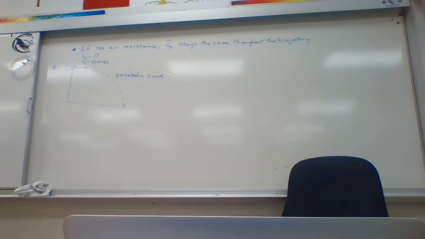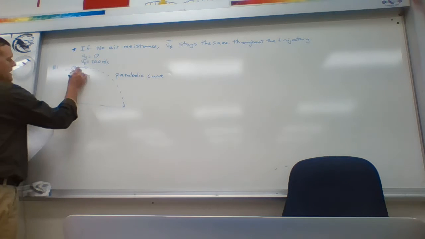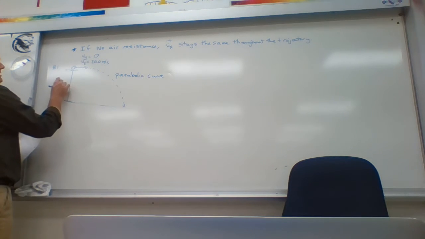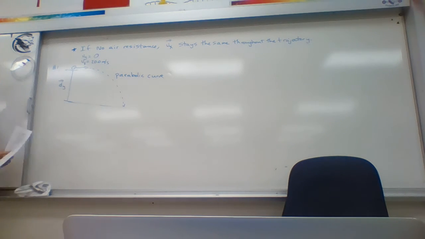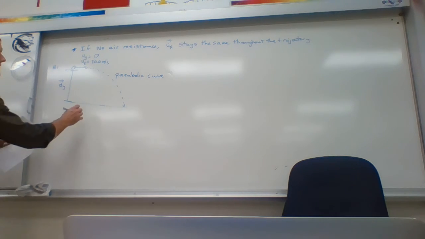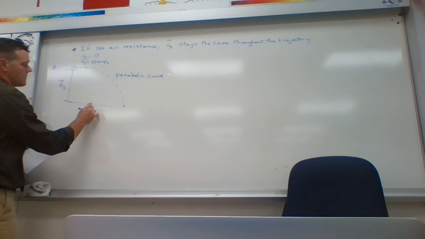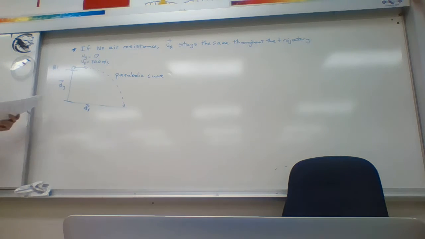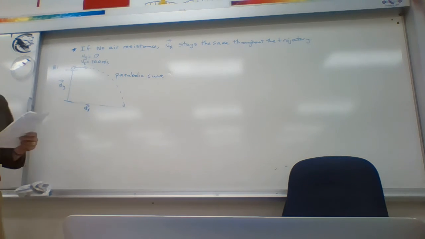It says find the height of the cliff. So we need to find h, or really, I guess you could say, displacement in the y direction. Sorry if you guys can't see that. Or the height. We need to find that. And we need to find the range. Okay? So we need to find how far away from the base of the cliff it will travel.